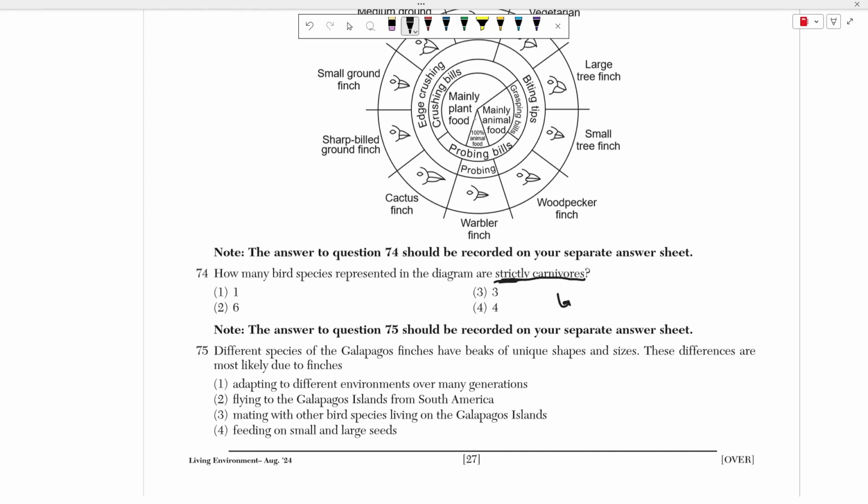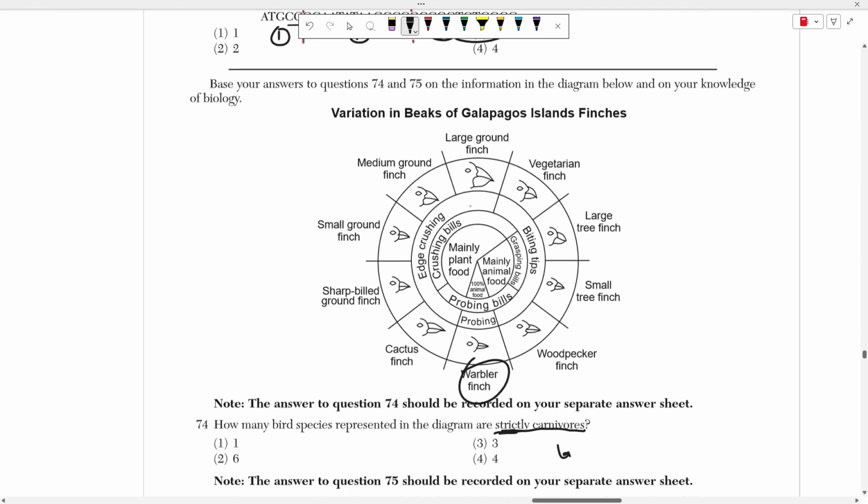So in that case, there's only going to be one finch that fulfills that requirement, and that's going to be the warbler finch. If we look at the innermost chart, we see that all of these birds eat mainly plant food. We want strictly carnivores, right? So we want animals, or in this case finches, that only eat meat. So these are out of the question. Then over here we have these finches that mainly eat animal food. Well, again, remember that we're not looking for mainly, we're looking for 100% or strictly. Strictly means only or 100%.